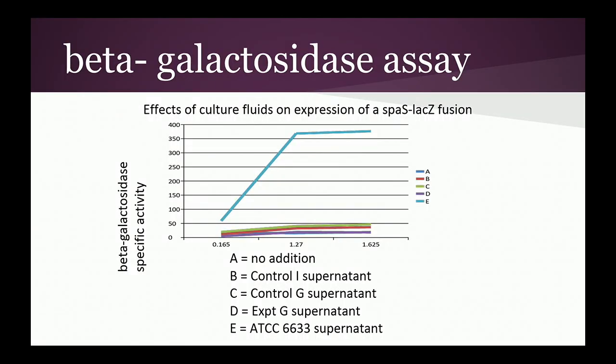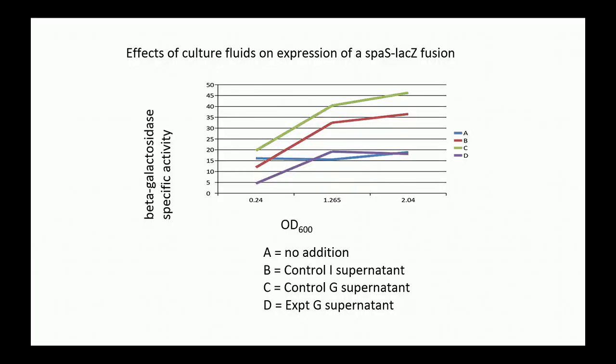Another test that we participated in was a beta-galactosidase assay. These graphs are the result of an optical density test comparing the gene expression of SPAS-LAC-Z and Subtilin. This occurs when exposing the genes to an enzyme. The first graph was a full-scale version of our test, and this graph is a scaled version of it. The green line, letter C, represents more production of beta-galactosidase and Subtilin compared to the experimental growth, which is the purple line, letter D.